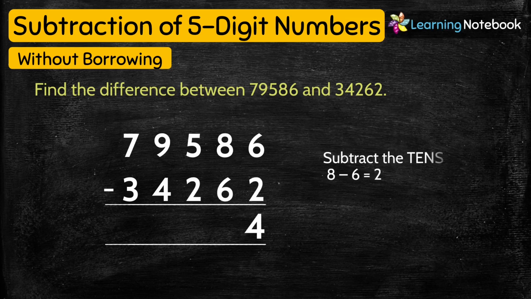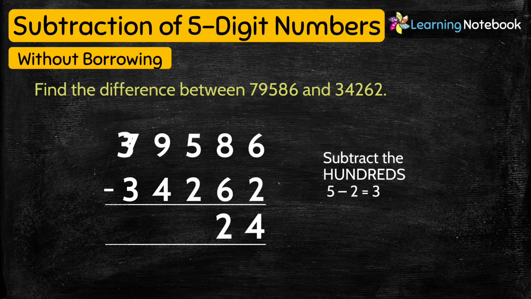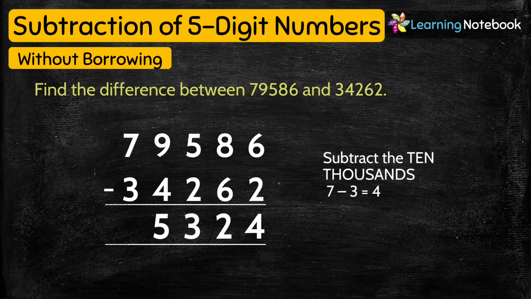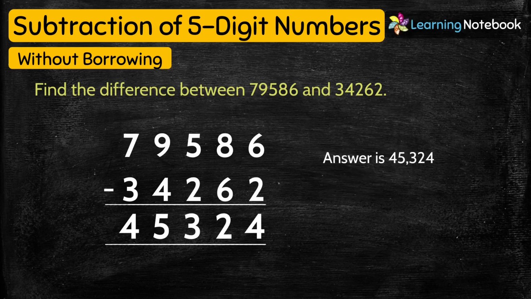Next, subtract the digits at tens place. 8 minus 6 equals 2. Then 5 minus 2 equals 3. Next, 9 minus 4 equals 5. And then 7 minus 3 equals 4. So answer is 45324.